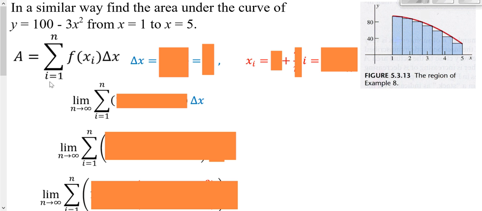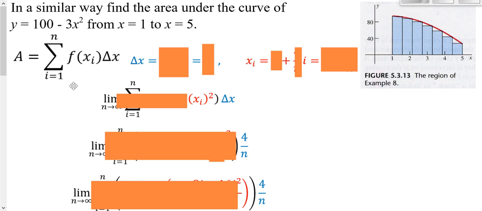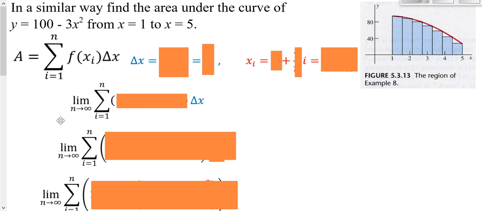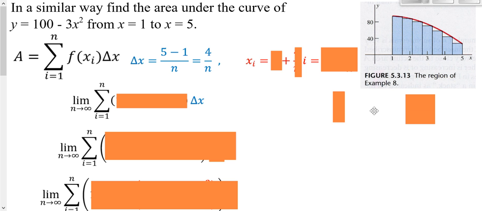So one last problem here. We still have our limit as we approach infinity of our sum. Here's our summation. We got to figure out x of i, what we're plugging into our function, and we got to figure out delta x. Delta x would be then 5 minus 1 divided by n. In other words, it's just 4 over n.